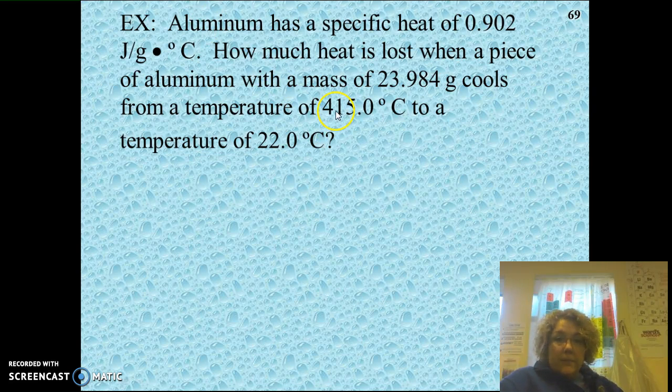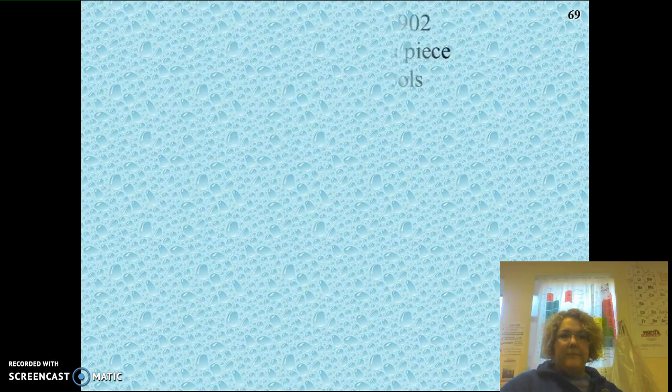Is this the initial temp or the final temp? We've got to make sure we get this correct. It cools from a temp of 415, so that's the initial temperature. And it ends up at a temperature of 22, room temperature. That's the final temperature. So to get the change in temperature, we take the final minus the initial: 22 minus 415. We'll end up with a negative change in temperature, and that's okay. That means we're going to have a negative heat. Heat was lost. We had a really hot piece of metal and we let it cool off. So that makes sense that we're going to get a negative Q on this one. Think about what kind of answer you're expecting.